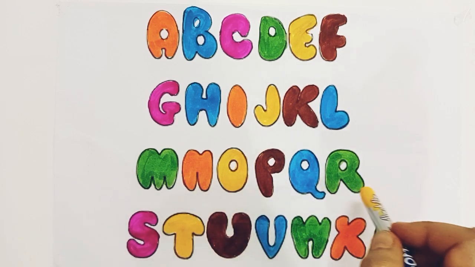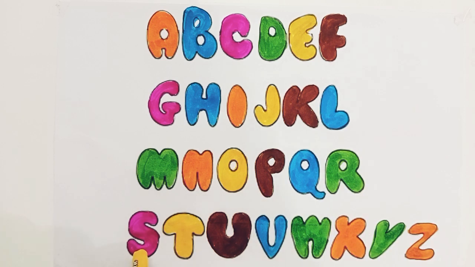Q for queen. R for rabbit. S for sheep. T for tiger. U for umbrella. V for van. W for watch. X for Xmas tree. Y for yak. And Z for zebra.